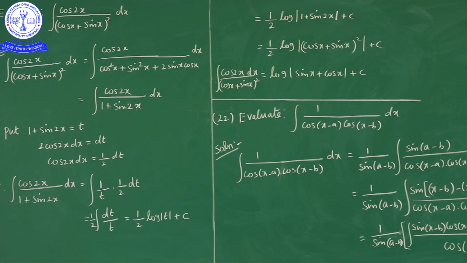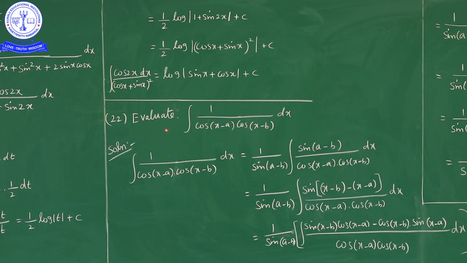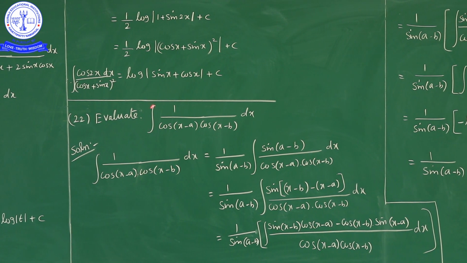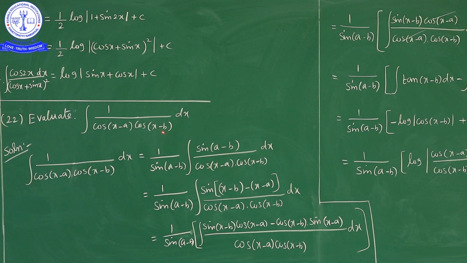Next question, 21st question we will discuss at the end of this exercise. 22nd question, integration of 1 upon cos x minus a into cos x minus b dx. In the denominator you have a product of functions. To simplify this, I will multiply with sin (a minus b) and divide with sin (a minus b). So, sin (a minus b) cancels. So, no change in the question.